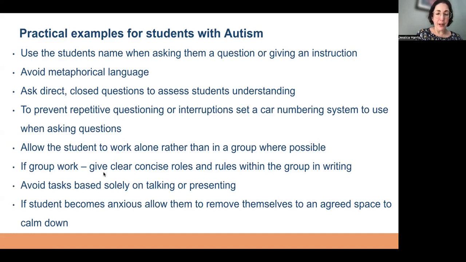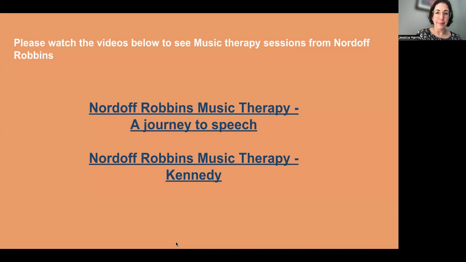If you're doing group work within a class situation, to give clear, concise roles and rules within the group when writing, and to avoid tasks based solely on talking or presenting. And if a student becomes anxious, to allow them to remove themselves, to give them the space to go to an agreed place, to calm down and just to be on their own, and to reset their sensory system and allow them that time out, that space away, and to return when they can.